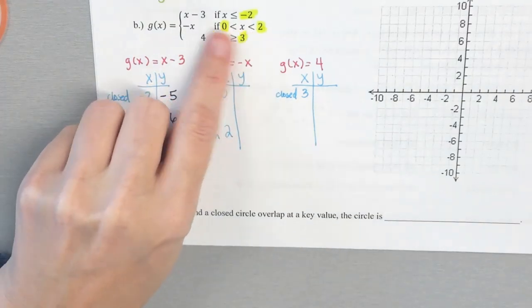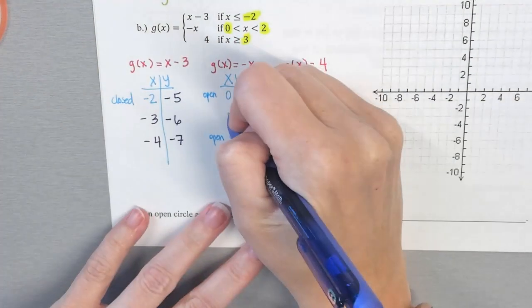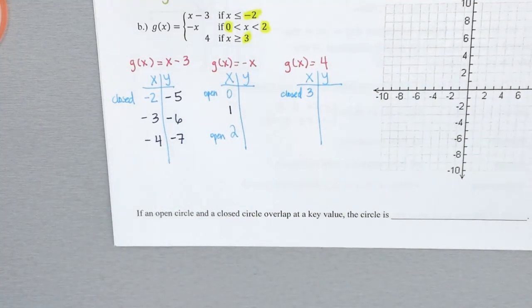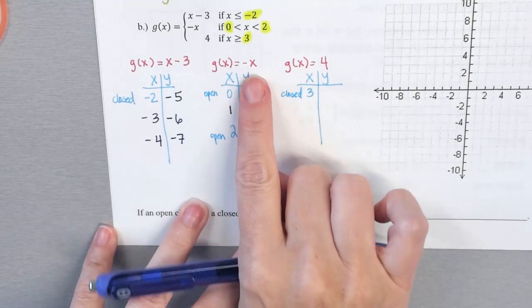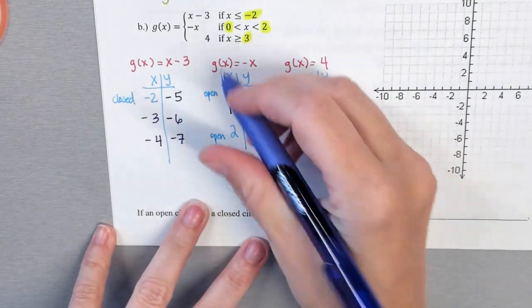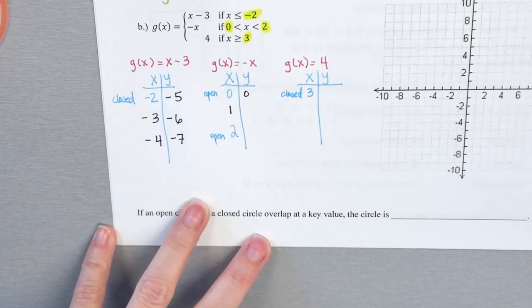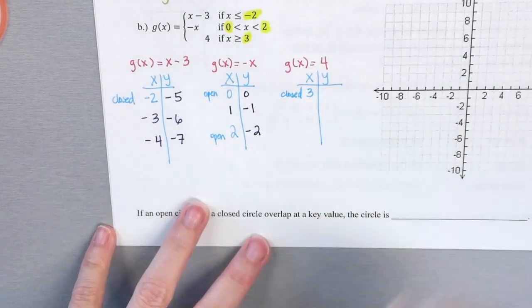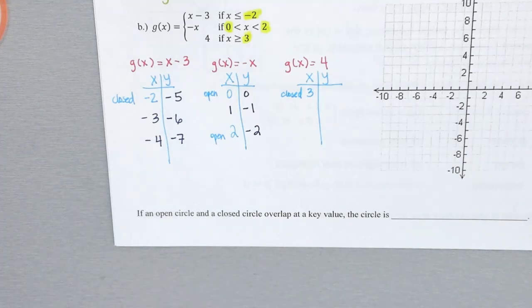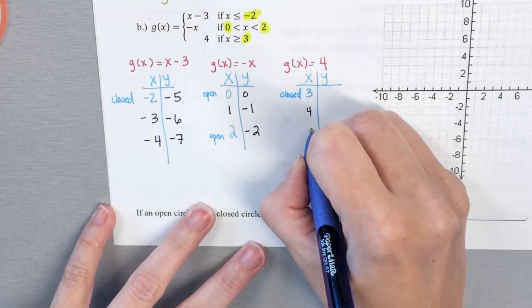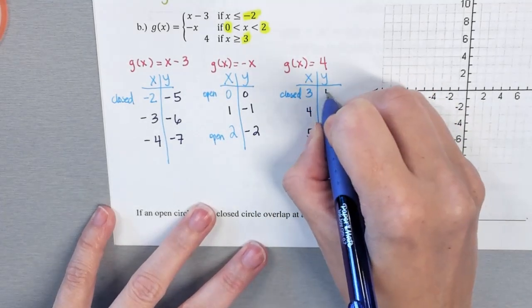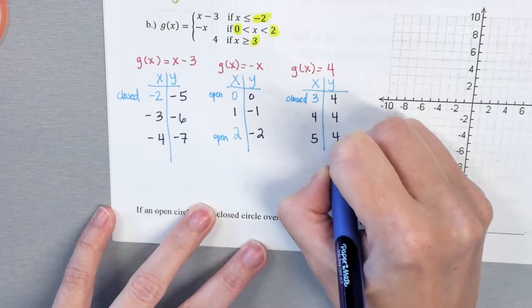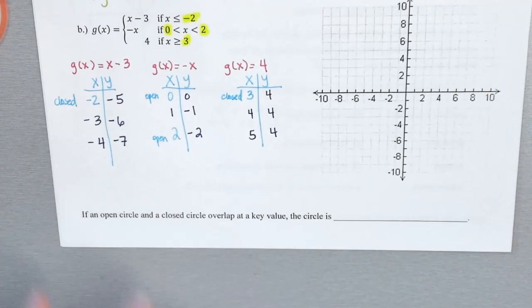Now this says x is between 0 and 2, so I would just put 1. You can use decimals like 1.5 if you want to. And then this is just the opposite of what you plug in. Well, the opposite of 0 is 0. The opposite of 1 is negative 1. And the opposite of 2 is negative 2. And then the last one, it's 3, so just 3, 4, 5. Anytime it's a constant, you know that that's going to be your output value.